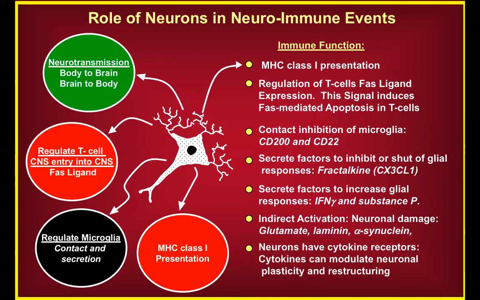And probably the most important thing that we want to talk about in this class, in terms of why we talk about neurons in neuroimmunology, is that neurons have cytokine receptors. Remember from the very first lecture, I told you that the reason neuroimmunology works, that immune cells and brain cells can communicate, is that cells of the CNS have receptors for things from the immune system. So neurons have cytokine receptors.